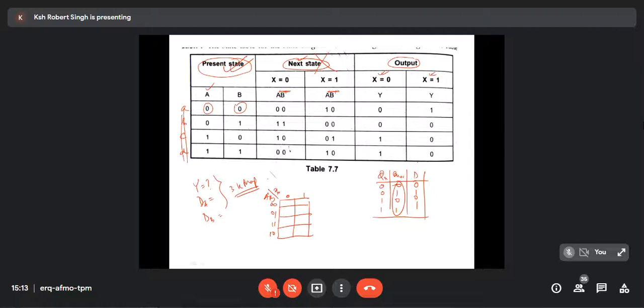Like for example, A, B, 0, 0. X is also 0. A and B is 0, 0. And X is also 0.